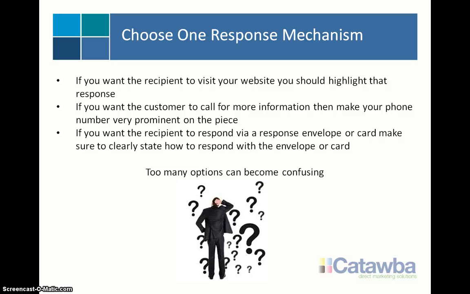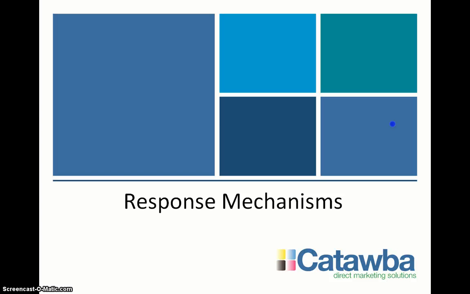So if you want a customer to call for more information, you need to make your phone number very prominent on the piece, and that would be the main call to action part of your piece for the phone call. If you want the recipient to respond via a response envelope or card, you need to make sure to clearly state how to respond with that envelope or card. Too many options can become confusing, so really try to highlight one response mechanism and go with that.